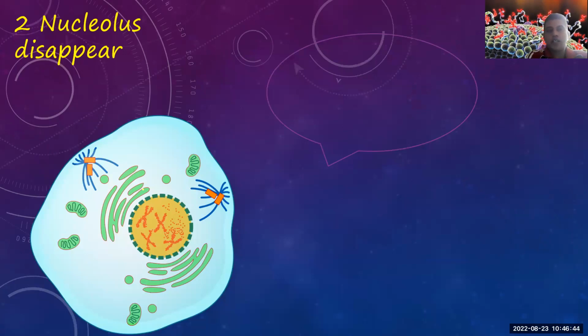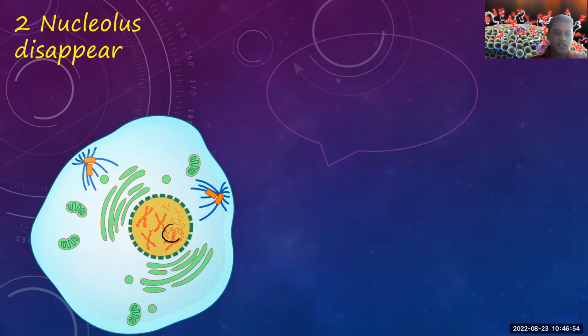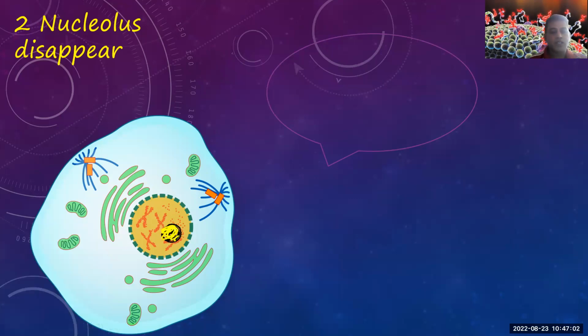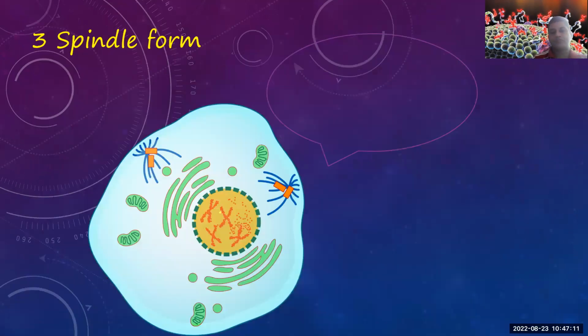Number one, we learn that in prophase chromosomes become visible. Number two, the nucleolus disappears. The nucleolus is again a dense structure here, and now we don't see it. It is trying to disappear. Number three, the spindle forms. Now, what is the spindle?